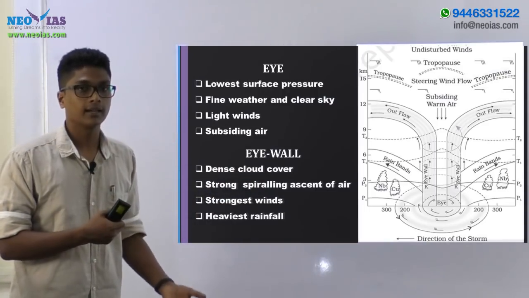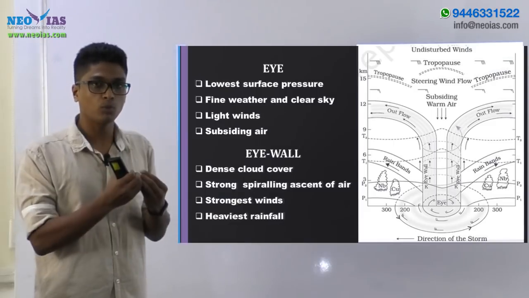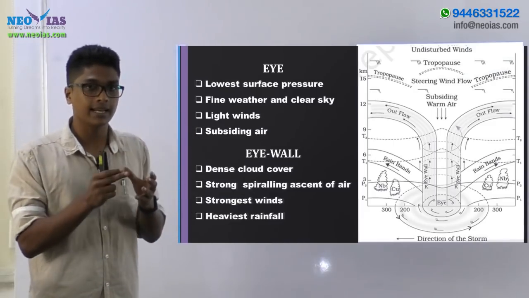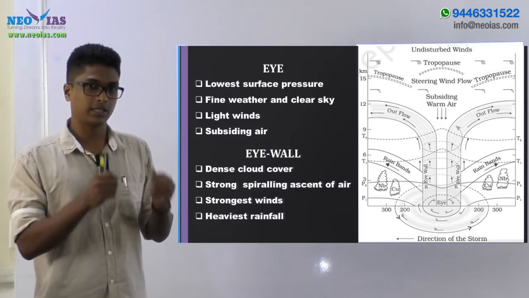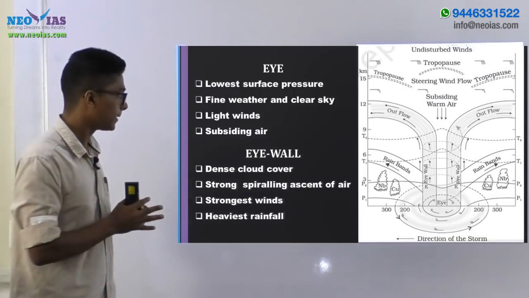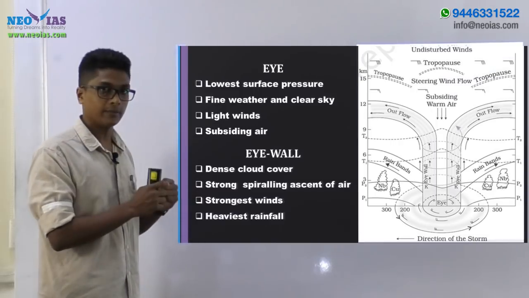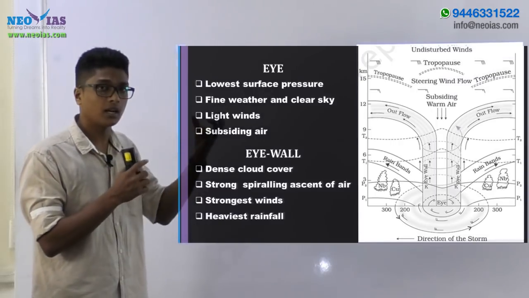And as the air ascends, it carries more moisture and dust particles towards the upper atmosphere. This will create the cumulonimbus cloud, or dense cloud, right? So that's the overall idea behind the tropical cyclone. And regarding the eye, as I said, the eye is the center of the cyclone.